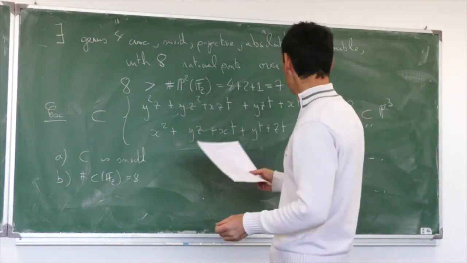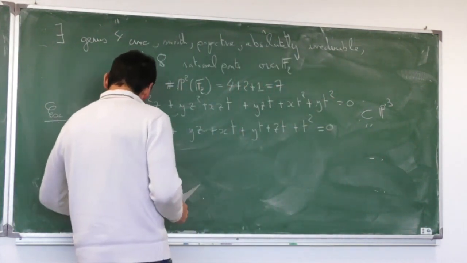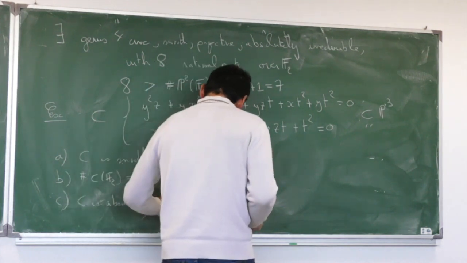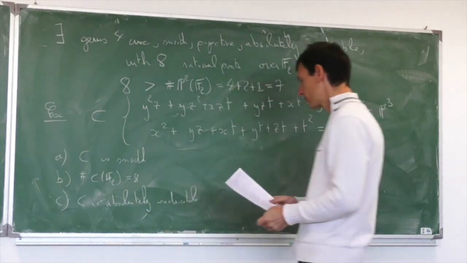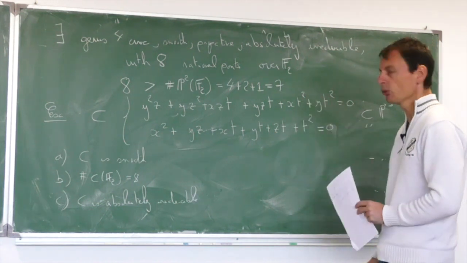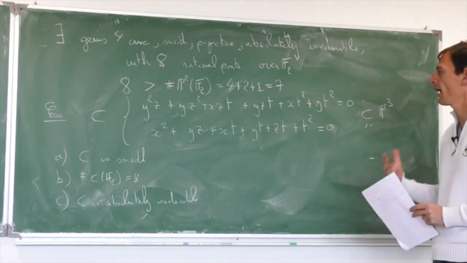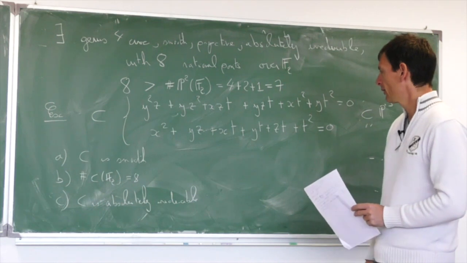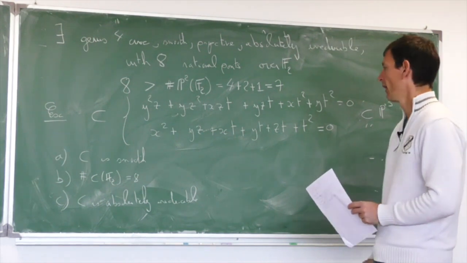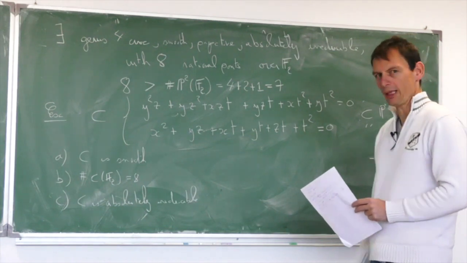And the last thing, I stated it here, so you can try to prove it too, that C is absolutely irreducible. And this is a bit more the tricky part. Because what you have to prove is that the ideal generated by these two equations is a prime ideal inside F2[x, y, z, t]. And in order to do this, what you're going to use is the fact that this ring has the property that it is a unique factorization domain.